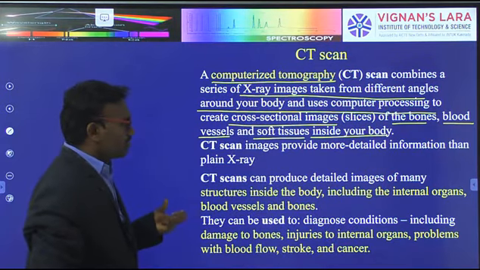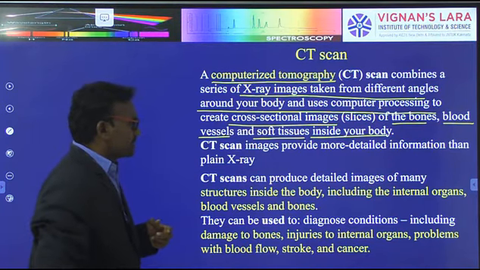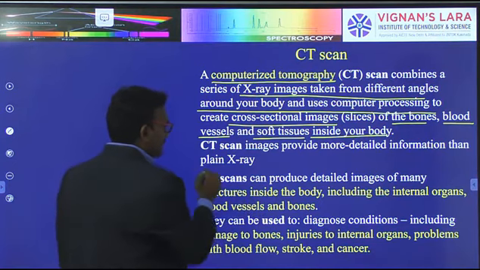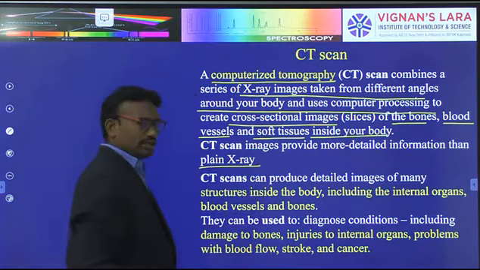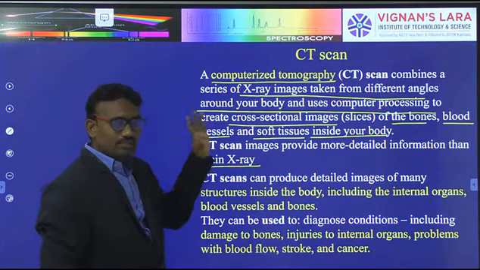Our bones, blood vessels, and the soft tissues and organs inside the body can be found out by CT scan images, which provide more detailed information than a plain X-ray. So it is better than an X-ray, but the MRI scan is better still.